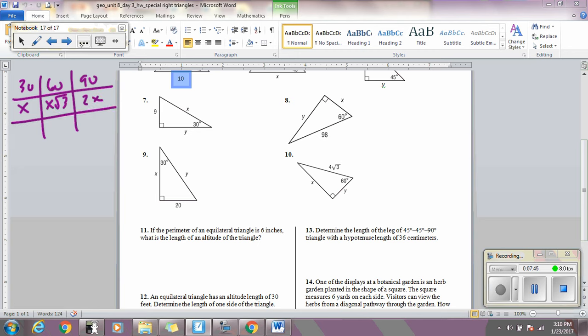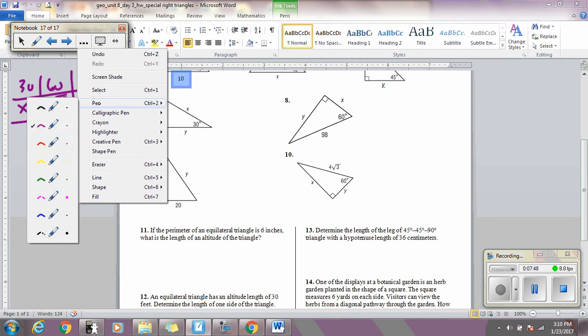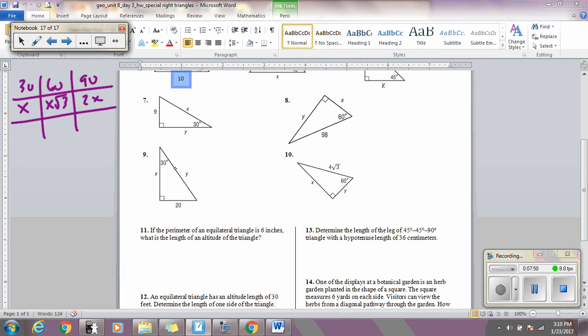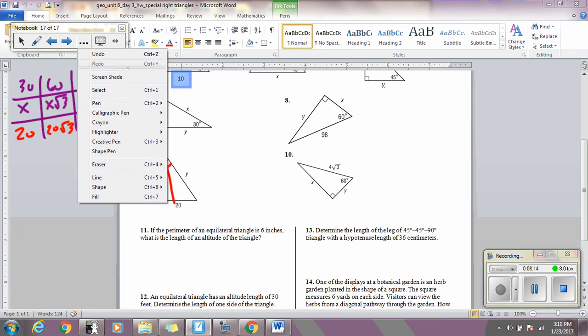So now let's look at the picture and see what it shows. We again are given across from 30 is 20. So again, everywhere we see x in the table, we're going to replace it with 20. So that across from 60 would be 20 root 3. Across from 90 would be 2 times 20, which is 40. And now back to the picture.